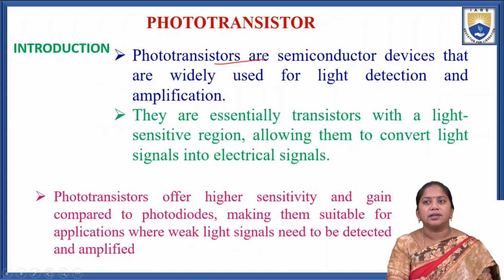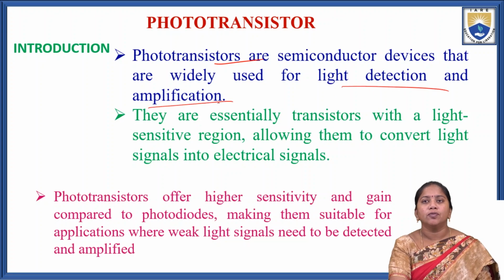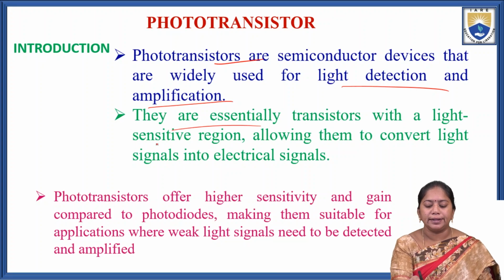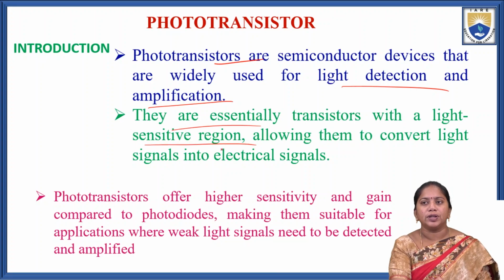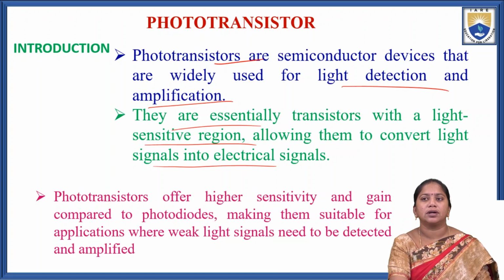Phototransistors are semiconductor devices that are widely used for light detection and amplification. They are essentially transistors with a light sensitive region, allowing them to convert light signals into electrical signals.